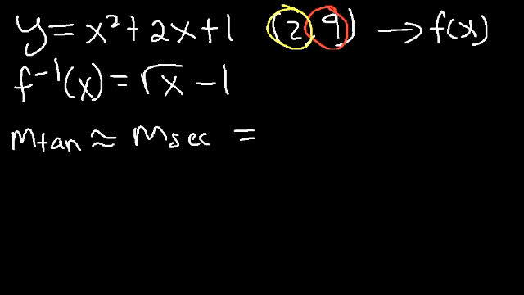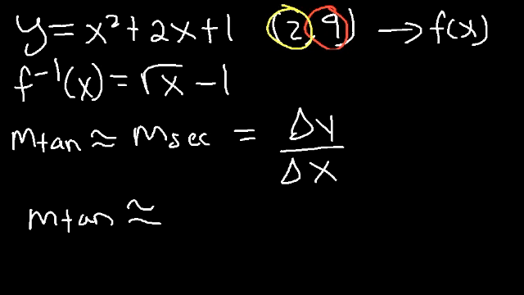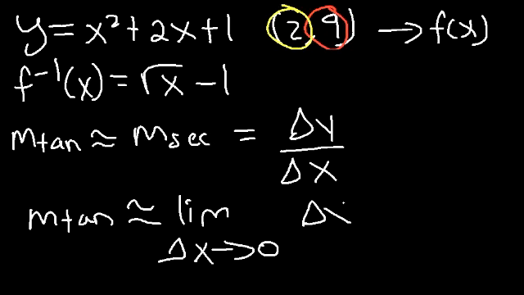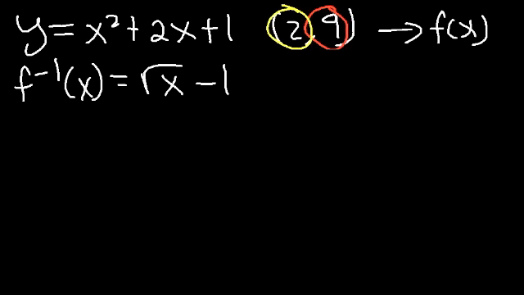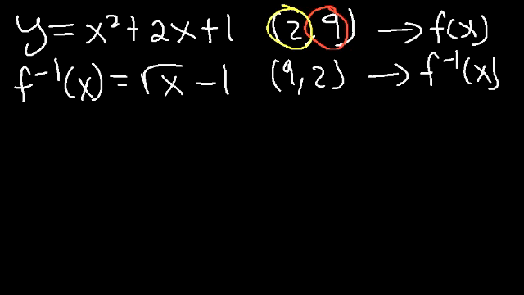The slope of the secant line is simply delta y over delta x. It's y2 minus y1 over x2 minus x1. Now the slope of the tangent line becomes approximately equal to the slope of the secant line when delta x approaches 0. Now keep in mind, for the inverse function, we have the point 9, 2. So we want to find the slope of the tangent line when x is 9 for the inverse function, which is the same as when y is 9 for the original function.